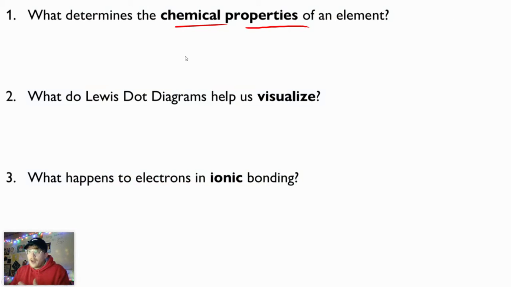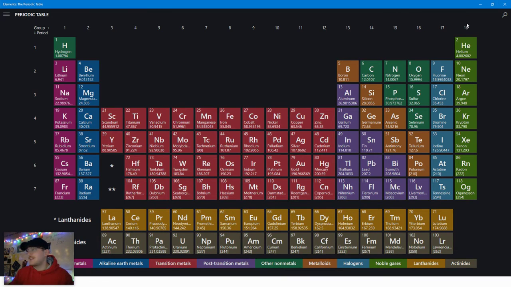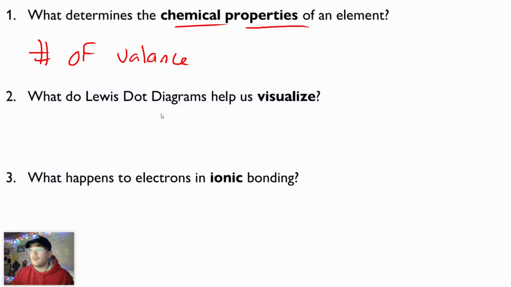So what determines the chemical properties of an element? It's the number of valence electrons that element has. So number of valence electrons would be your answer. For example, everything in that first column has one valence electron. They all have similar chemical properties because they all react violently with water. Same thing over here, 8 valence electrons, they all have a full shell, they don't react at all. So it's the number of valence electrons that determines the chemical properties.